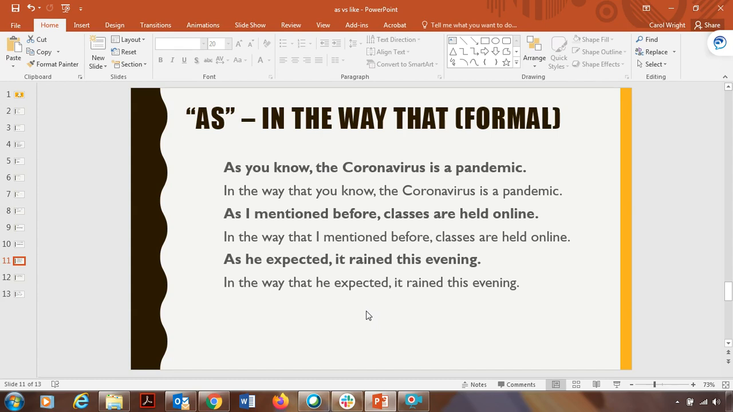As he expected, it rained this evening. In the way that he expected, it rained this evening. Okay, so when we want to refer to something we know or expectation or something that was mentioned, we can use as to introduce it.